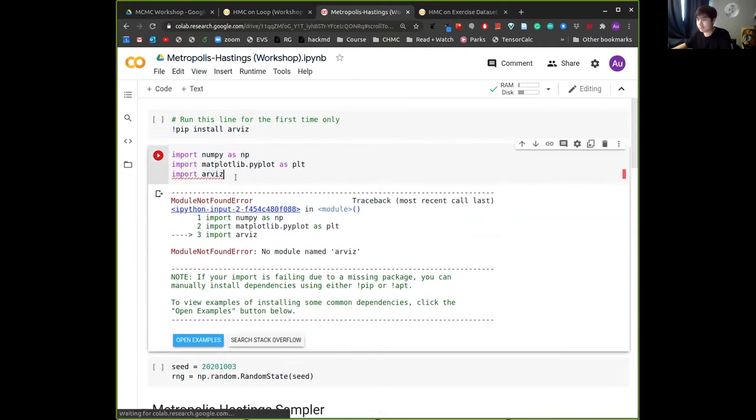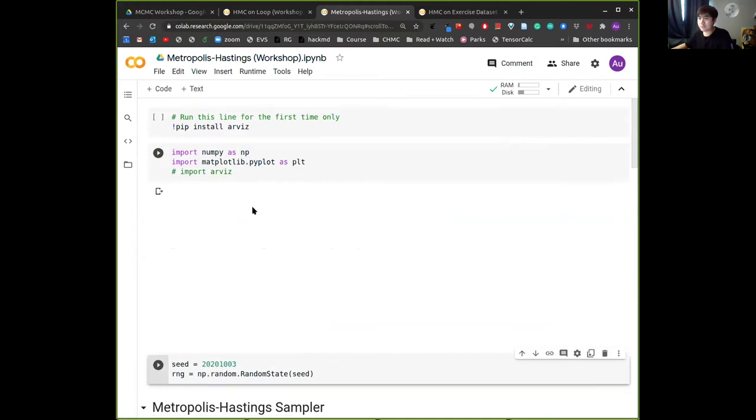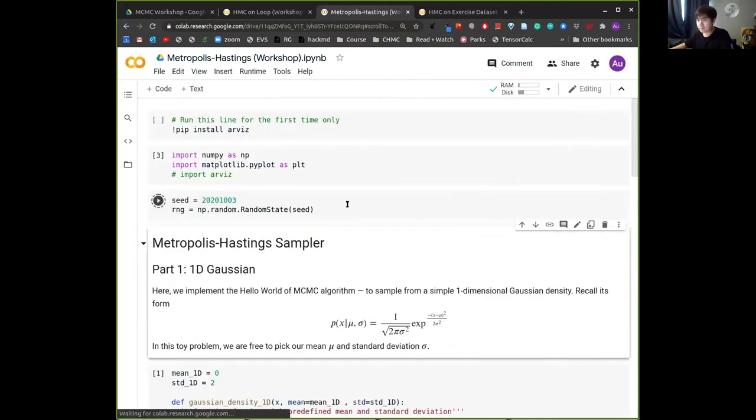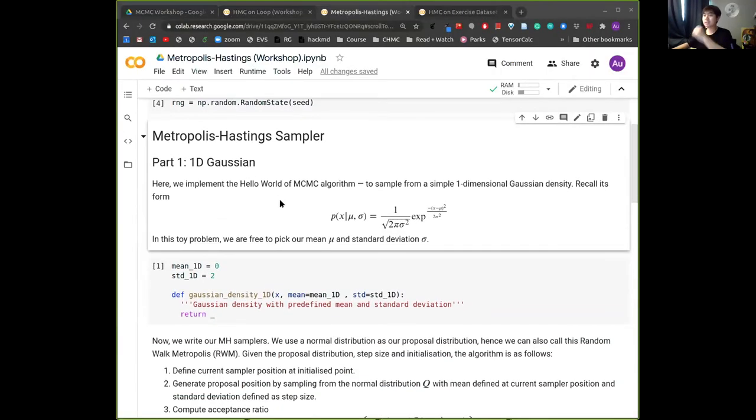Just to reiterate, I assume that everyone has a bit of Python background, so some of these things are standard practice that I didn't explain. If you don't understand, for example, this RNG, you can ignore it and do whatever makes sense to you. It just helps you generate random numbers with a seed. Okay, so this is the distribution that we want to sample from.